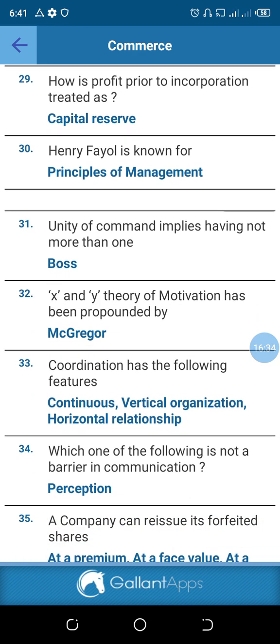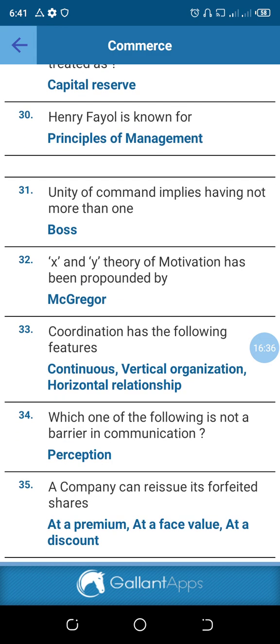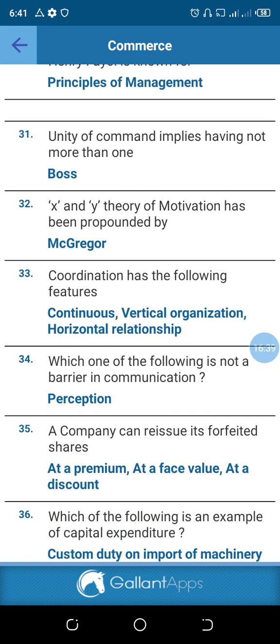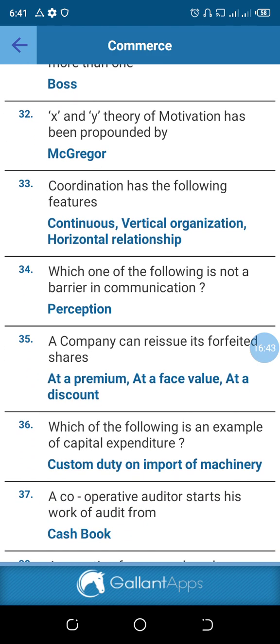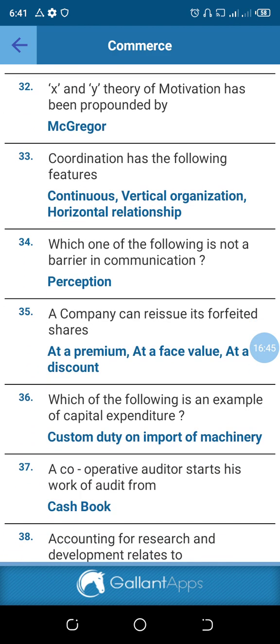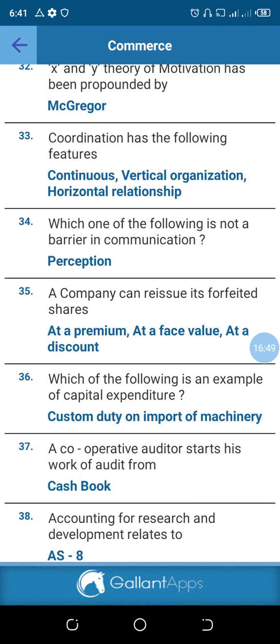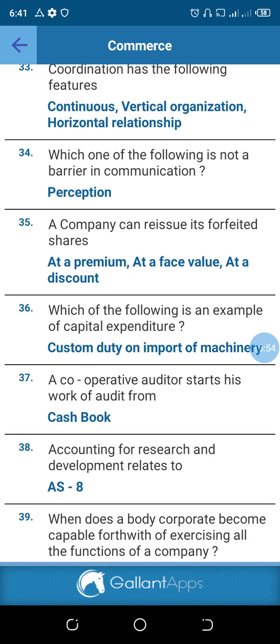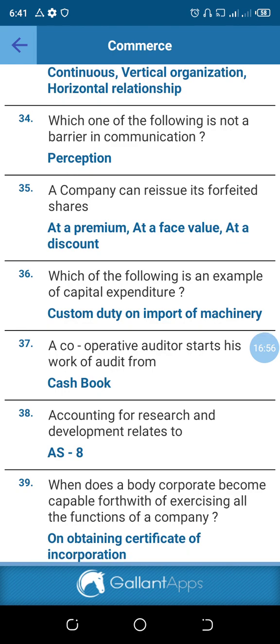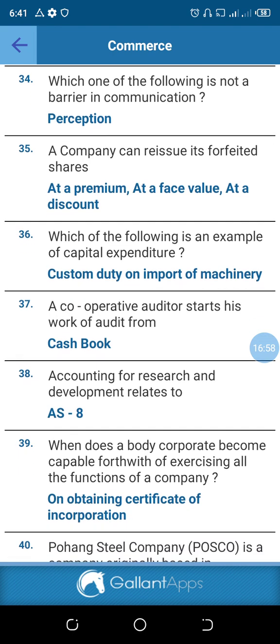Capital reserve. Henri Fayol is known for principles of management. Unity of command implies having not more than one boss. X and Y theory of motivation has been produced by McGregor. Coordination has the following features: continuous, vertical organization, horizontal relationship. Which one of the following is not a barrier in communication perception?